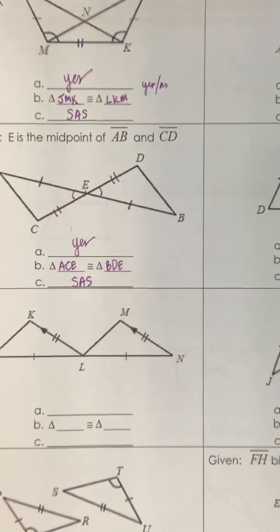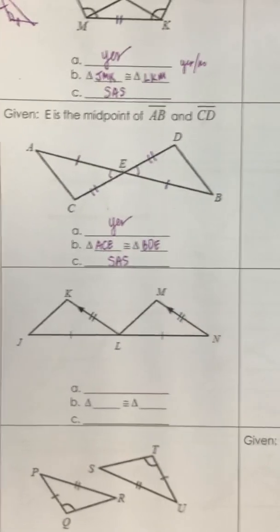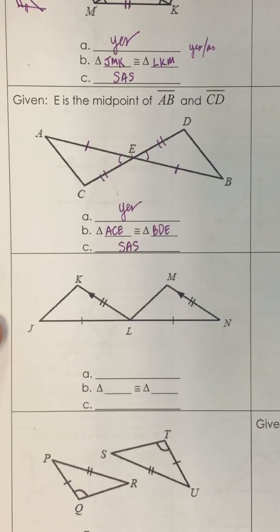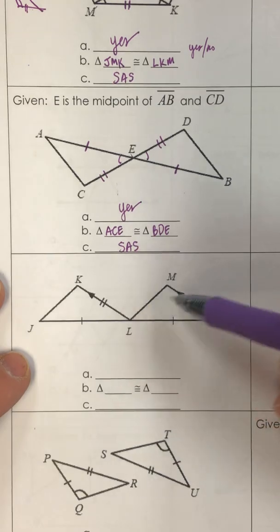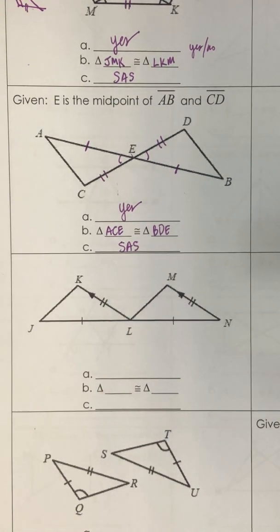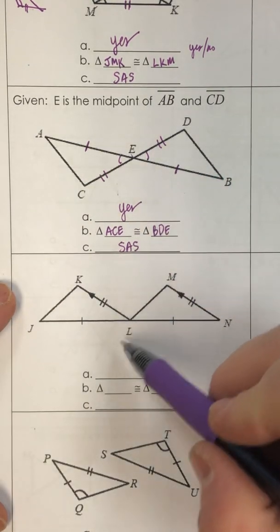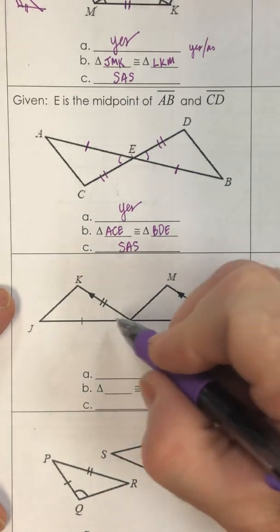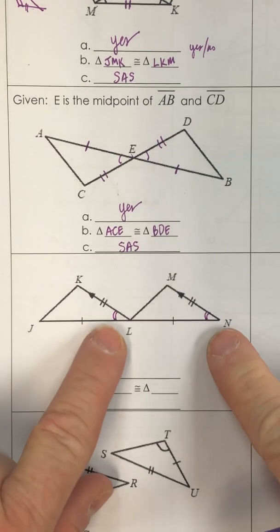Let's see here. All right, next one. What do we know? Oh, we have parallel lines. They're marked. Great. So we can find some congruent angles. So let's see. If this and this are parallel, this would be maybe a transversal that went through them. I could say, oh, this angle would be congruent to this angle because they're corresponding.